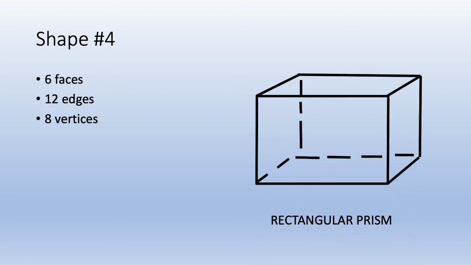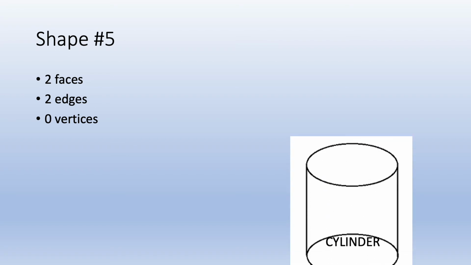Shape number 3 has 5 faces, 9 edges, and 6 vertices, which will give you a triangular prism. Shape number 4 has 6 faces, 12 edges, and 8 vertices, and that will give you a rectangular prism. Shape number 5 has 2 faces, 2 edges, and 0 vertices, and that gives you a cylinder. And lastly, shape number 6 has 0 faces, 0 edges, and 0 vertices, which gives you a sphere.